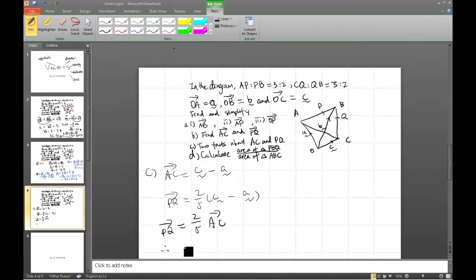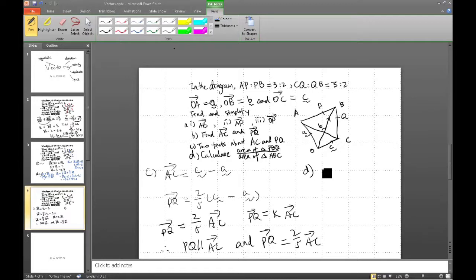Therefore, we can conclude that PQ is parallel to AC, because PQ satisfies the equation PQ equals K times AC, and K is some constant. Not only is PQ parallel to AC, PQ is actually 2/5 of AC. So these are the two facts about AC and PQ. And now let's take a look at part D. What do we need to find?